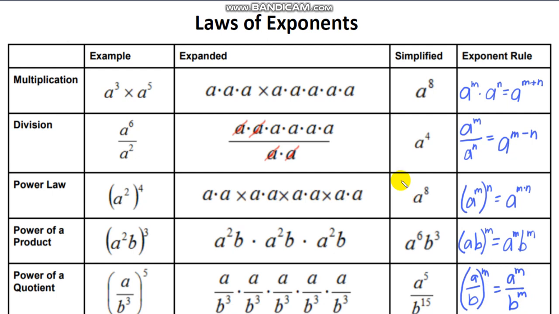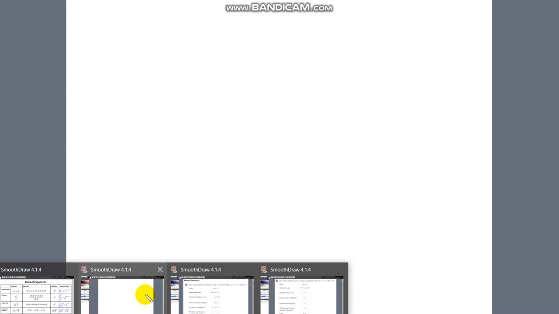Now, the next thing I want to discuss is the zero exponent rule. So you may have learned in Algebra 1 that anything raised to the zero power is 1. And you might be wondering, well, why? Okay, so let's take that division rule.